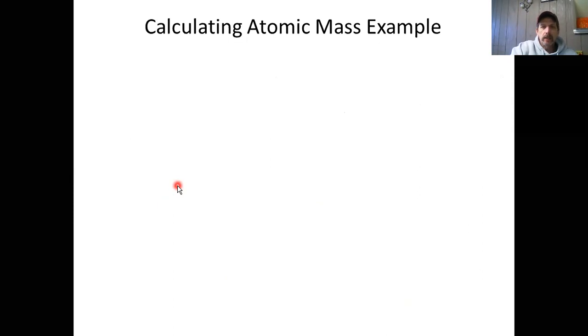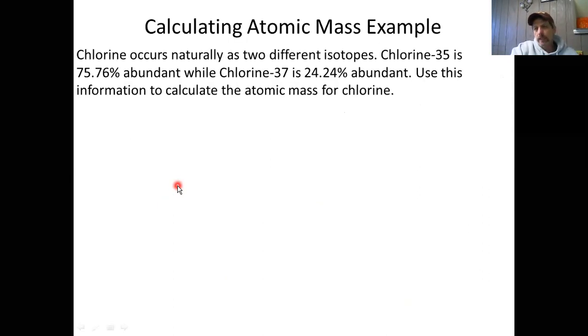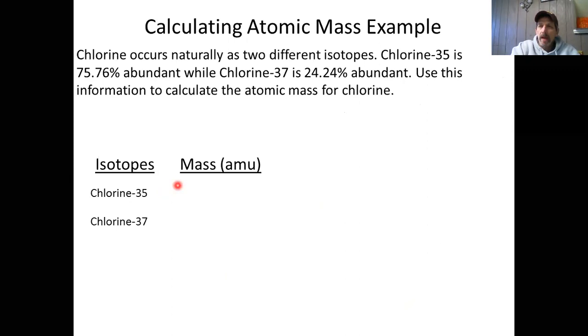Okay, let's take a look at some actual data for an element. So here's some actual data for the element chlorine. We read the words. Chlorine 35 and chlorine 37 are the two isotopes. So we list them. Next thing we do, the masses. Well, chlorine 35 has a mass of 35. Chlorine 37 has a mass of 37. The next thing we do, percentages, the abundance data. So we write out the percentage. I'm writing it the way it was written.